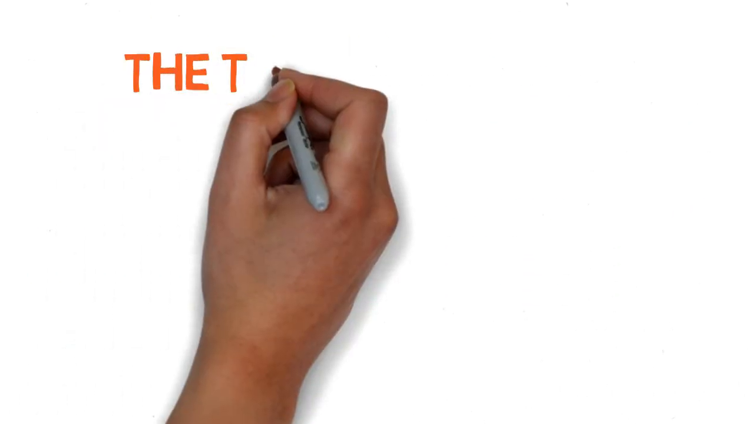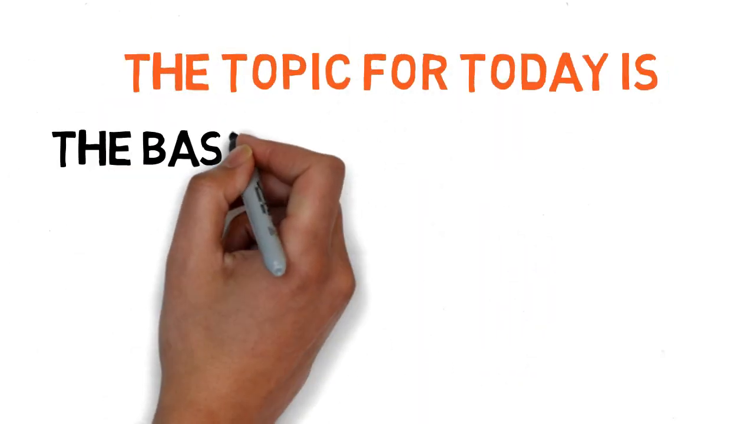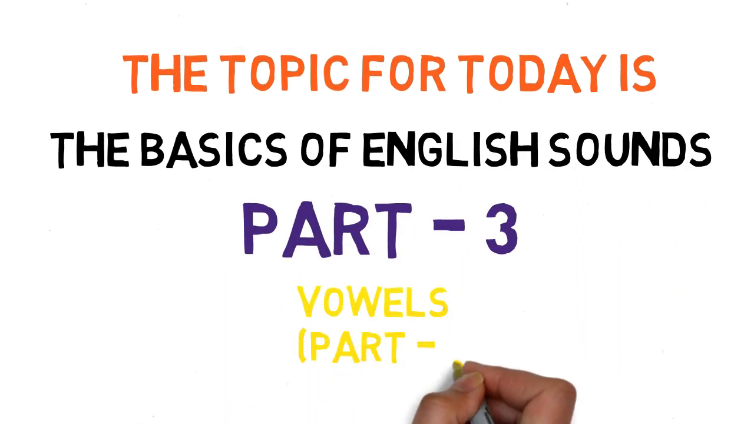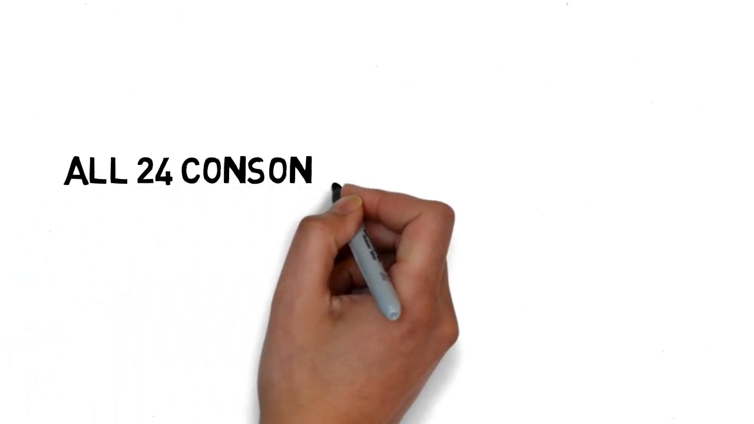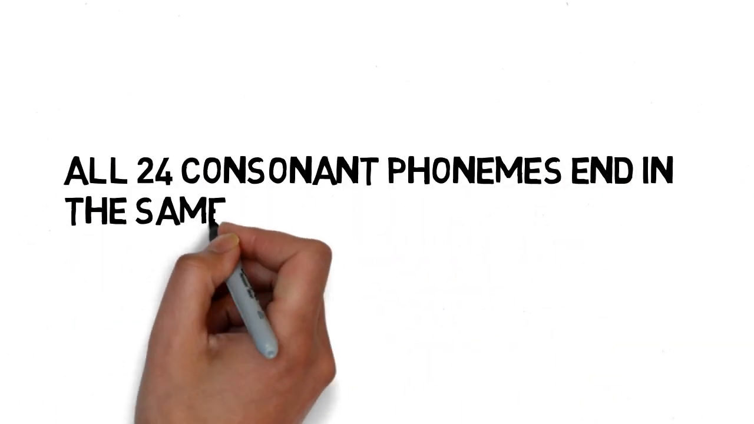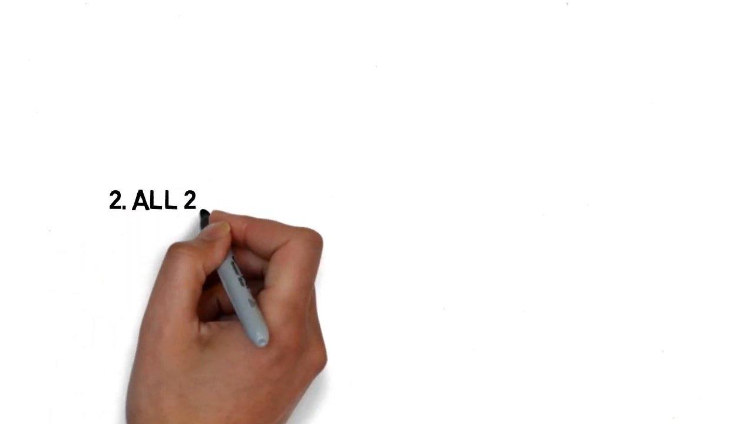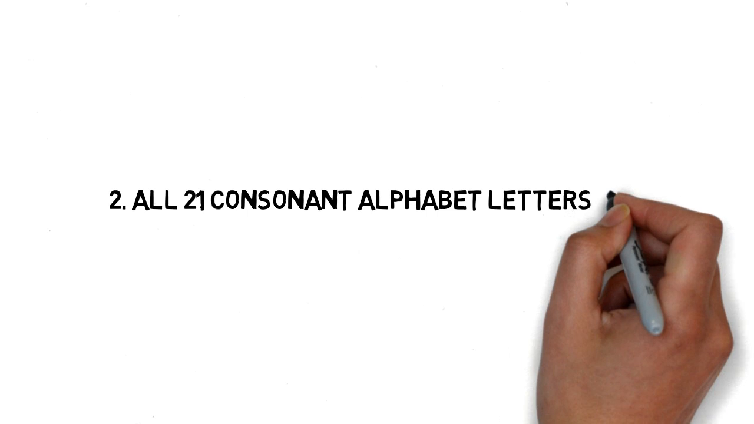The topic for today is the basics of English sounds part 3, vowels part 1. In our last session, we talked about consonants in details. By now, we must be able to recollect that number 1, all the 24 consonant phonemes end in the same vowel sound, namely a. Number 2, all the 21 consonant letters of the alphabet end in different vowel sounds.